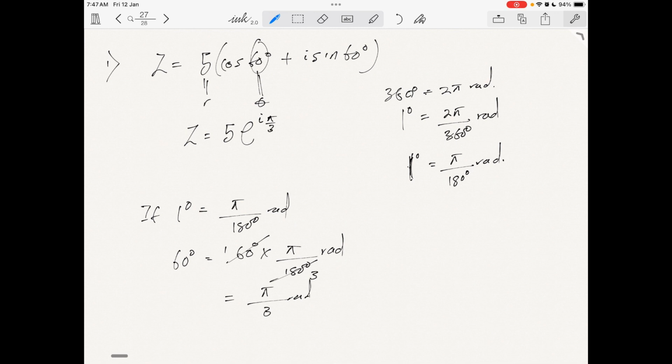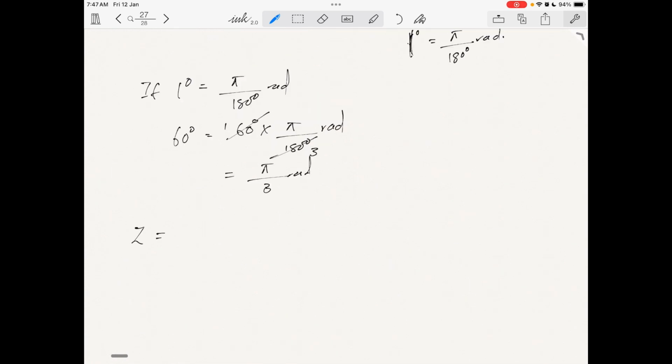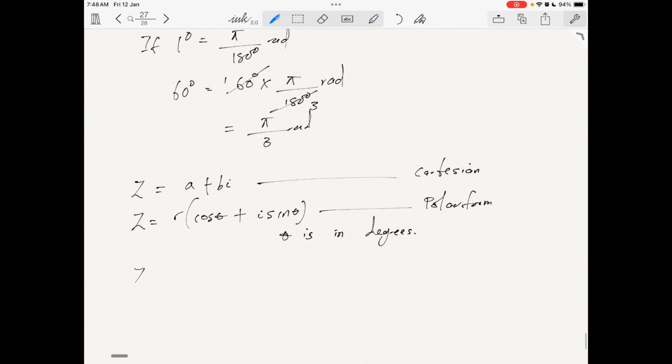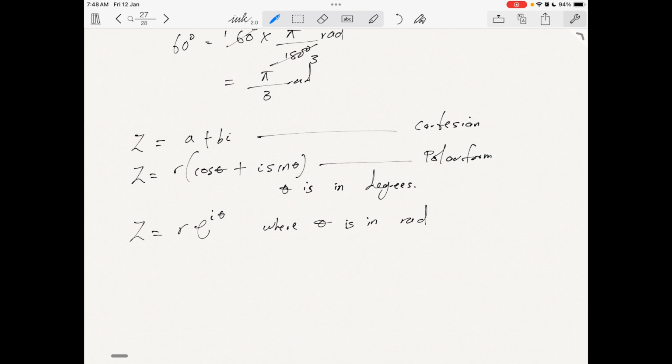So let's understand this a bit further. Given z is equal to a plus bi, which is in Cartesian form, z is equal to r(cos theta plus i sin theta), which is in polar form, and here our theta is in degrees, and in exponential form our z is equal to r e^(i theta), where theta is in radians. And to convert from degrees to radians, we multiply by pi over 180 degrees.